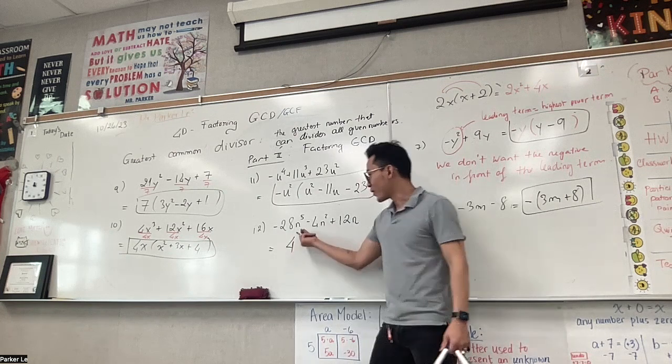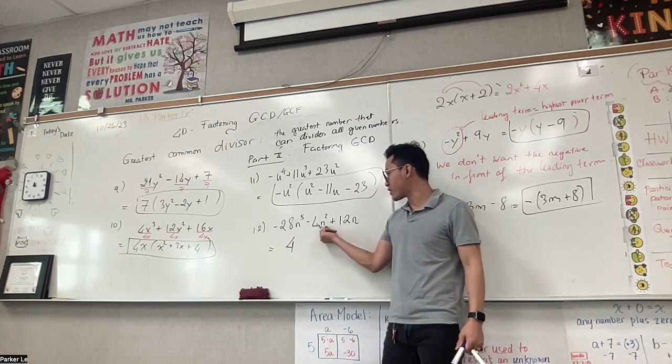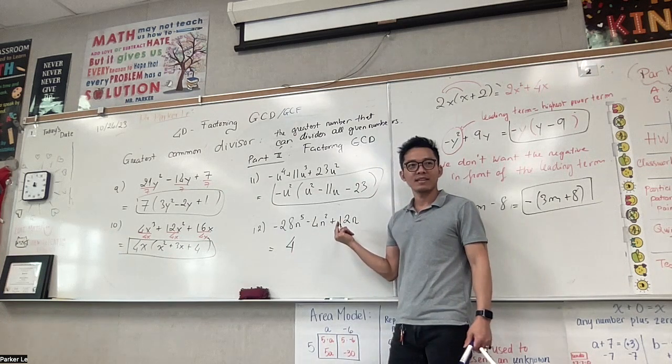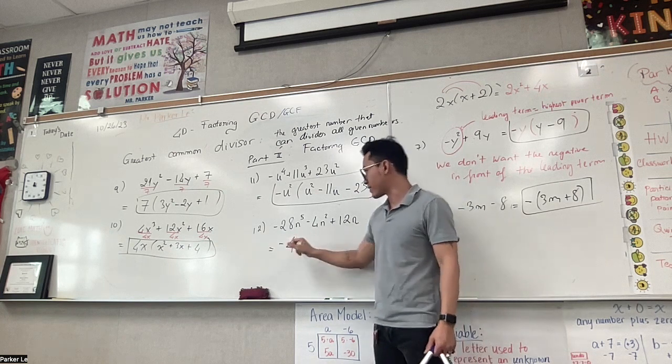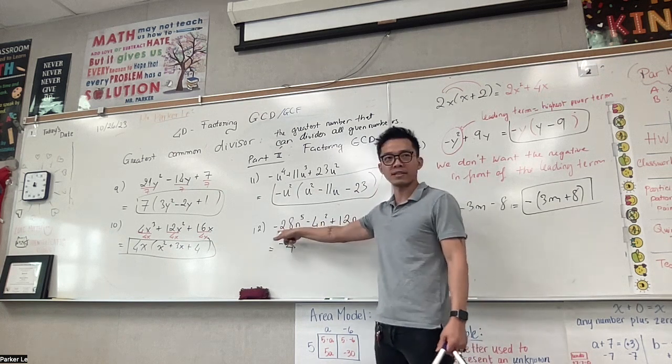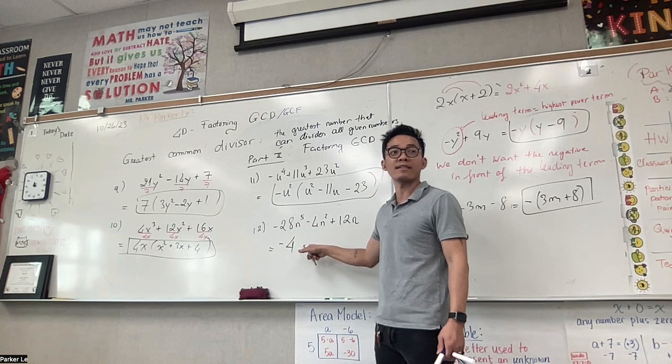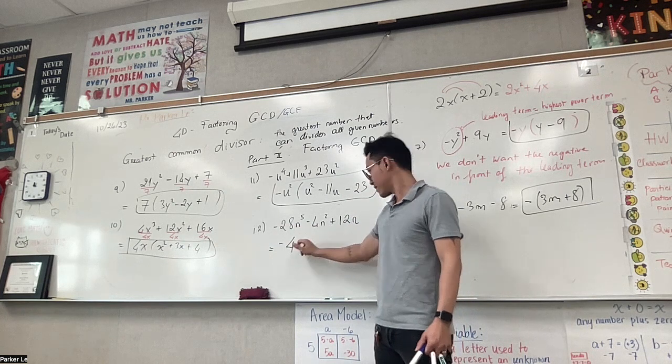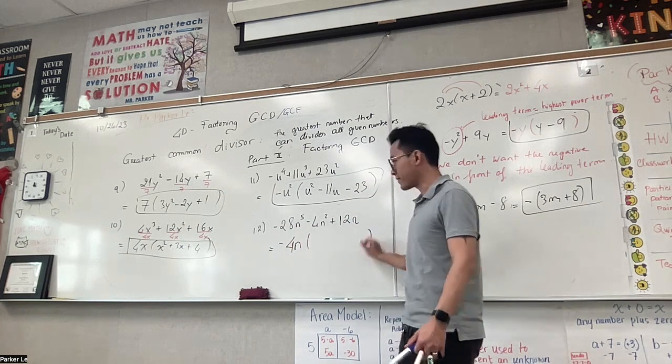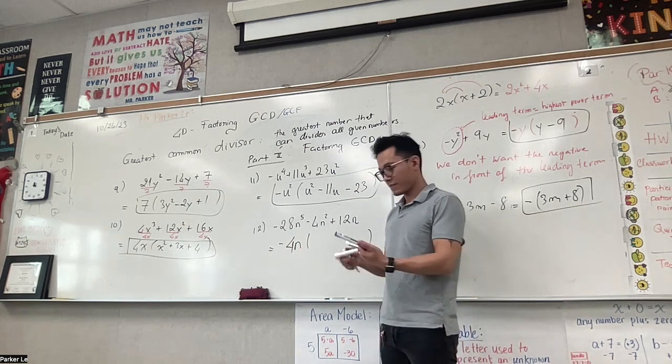What is the GCD for n, n phi, n squared, and n? Negative 4, yes, because of the negative on the front, you don't want this. Negative 4. What is the letter? N. Right, what do you have left?